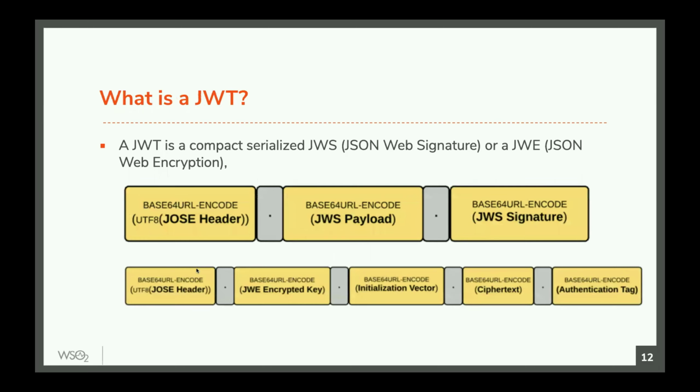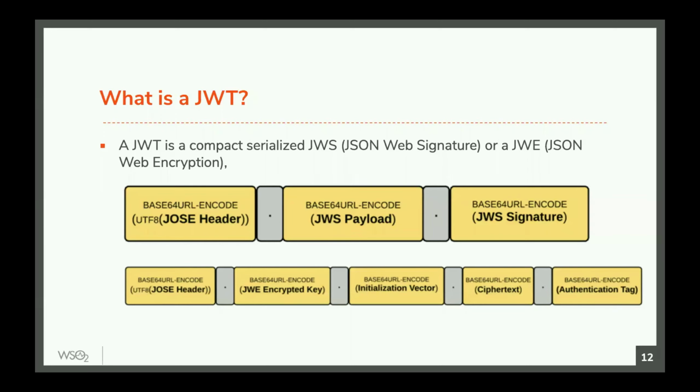Okay, so now let's revisit our definition of a JWT, right? A JWT is a compact serialized JWS or JWE. This is the precise definition of JWT, and some people get this confused too. There's something called JSON Web Signature, or JWS, and there's an RFC for that. It defines how you can represent a signature of a payload. JWE defines how you can encrypt and represent an encrypted payload.